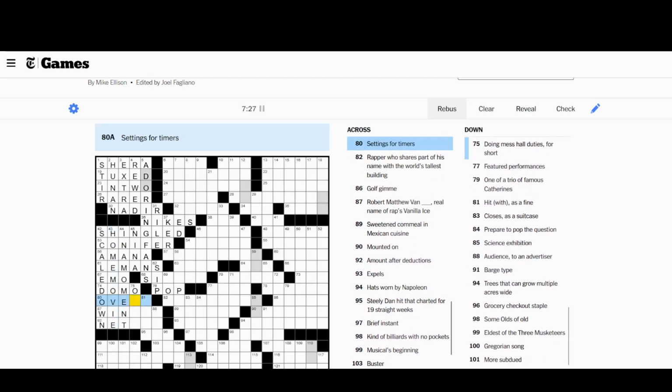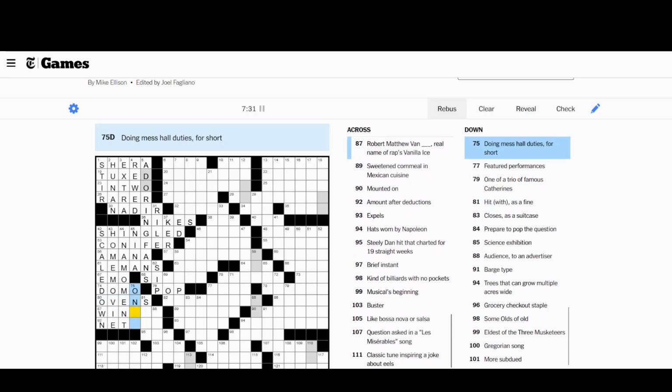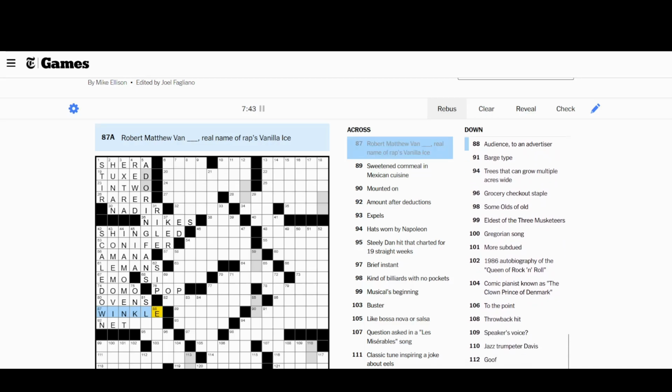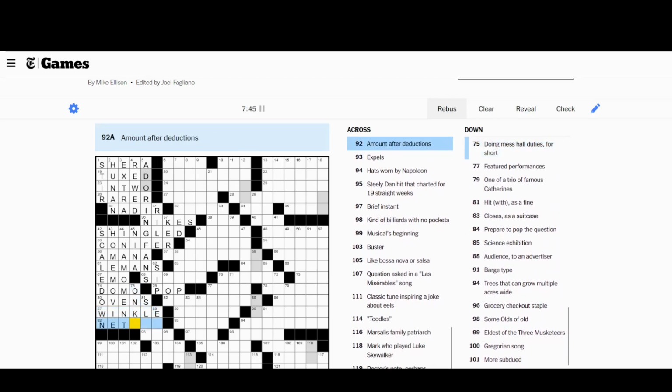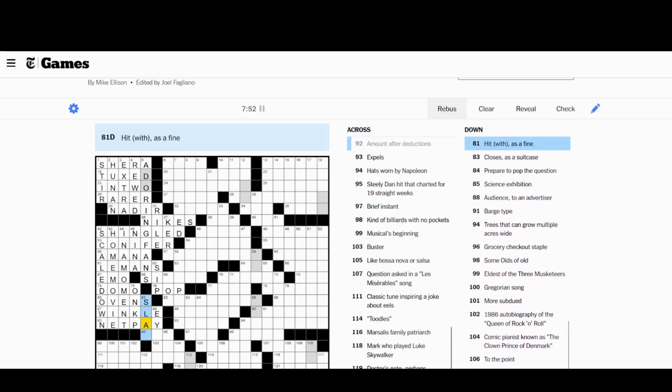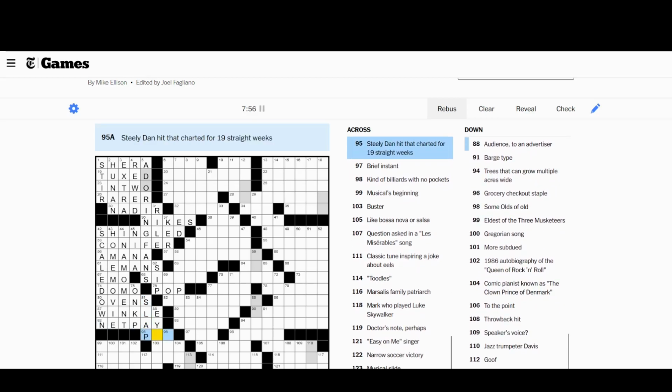Settings for timers, probably ovens and doing mess hall duty. This is one of those things that I only know because of crosswords, but I think it's going to be on KP, I think. It's going to be Rip Van Winkle, maybe. Net pay. Hit with as a fine slap.